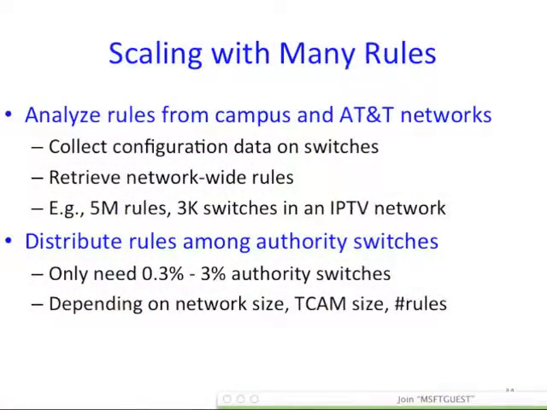So another evaluation is about how we can scale to a large number of rules. So we actually collected the access control rule traces from one campus network and 3 different networks from AT&T. So for all these networks, we collected the access control rule data from all the switches and retrieved the network-wide view of what kind of policy operators hope to express.